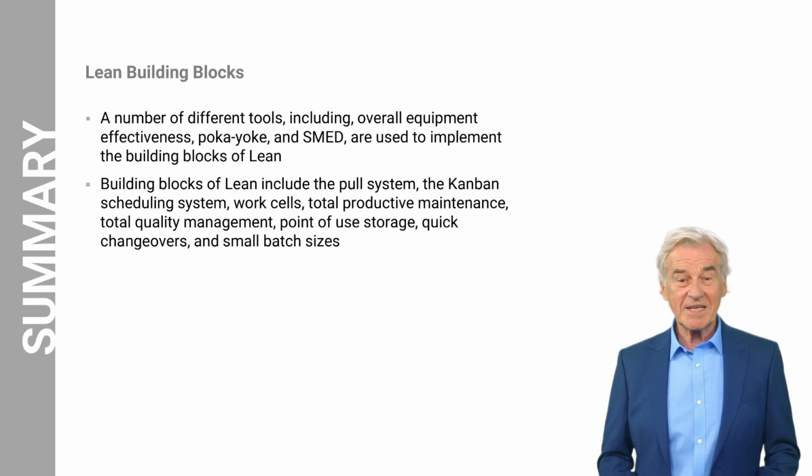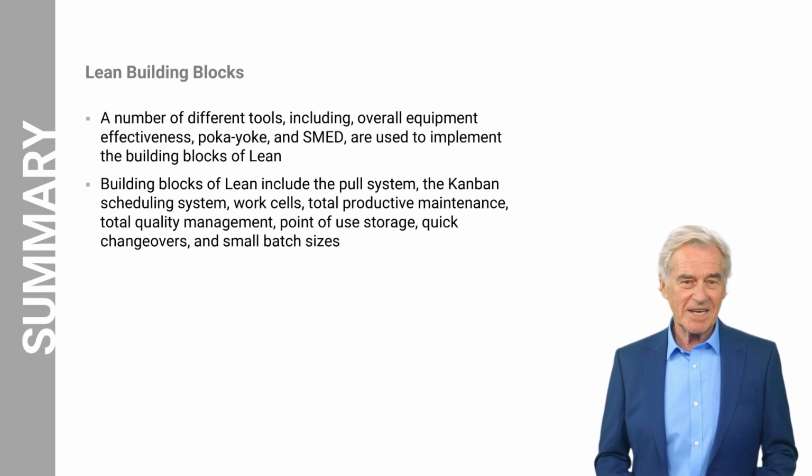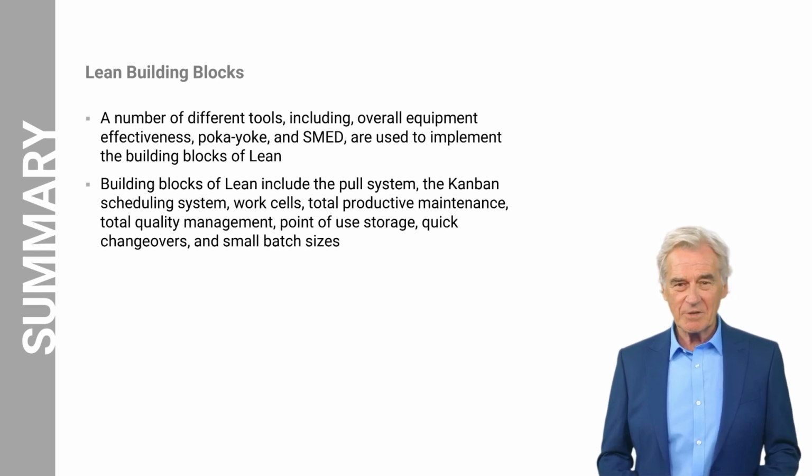In summary, a number of different tools, including overall equipment effectiveness, Poka-yoke, and SMED, are used to implement the building blocks of Lean. The building blocks of Lean include the pull system, the Kanban scheduling system, work cells, total productive maintenance, total quality management, point-of-use storage, quick changeovers, and small batch sizes.